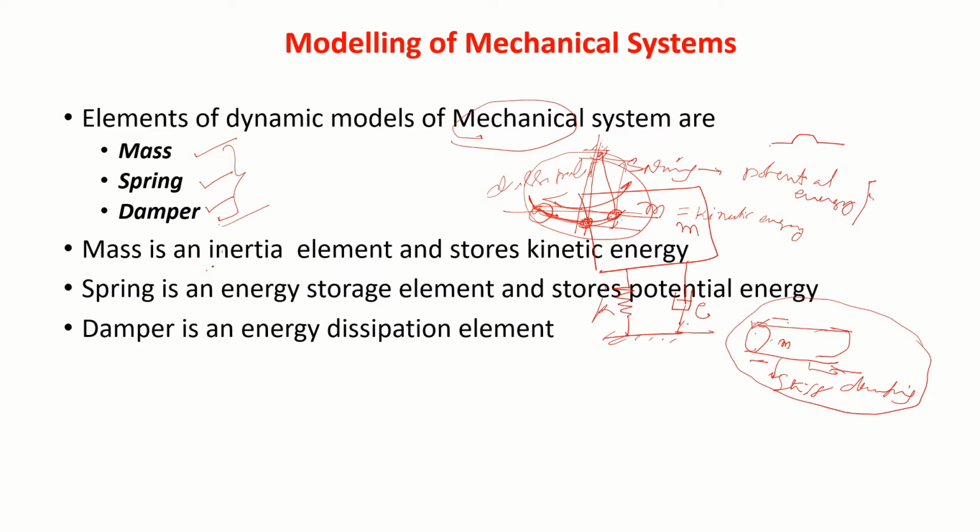Okay, as I mentioned, mass is an inertia element and it stores kinetic energy, and spring is also an energy storage element. It stores potential energy. When the spring and the mass are together, potential energy gets converted to kinetic energy, and kinetic energy gets converted to potential energy, and a damper is something which dissipates this energy. So it is something like inductance, something like a capacitor, and something like a resistor. Okay, these are the basic elements of a mechanical system.